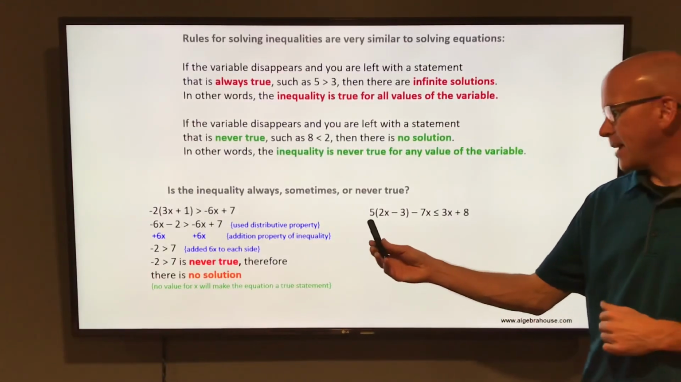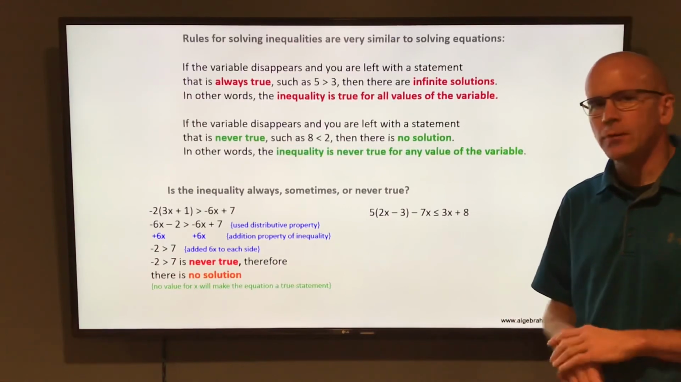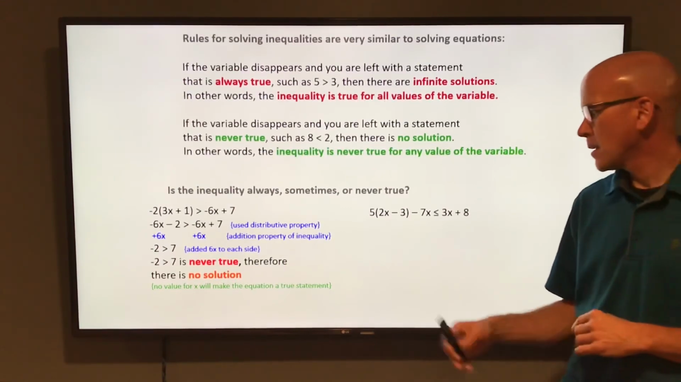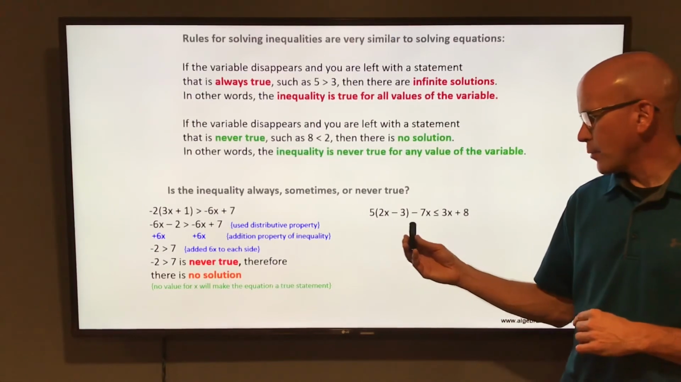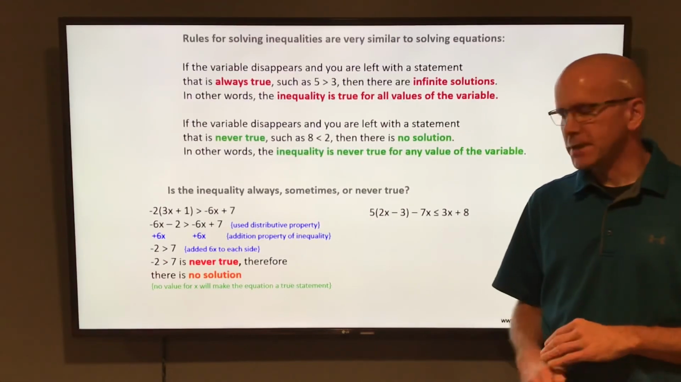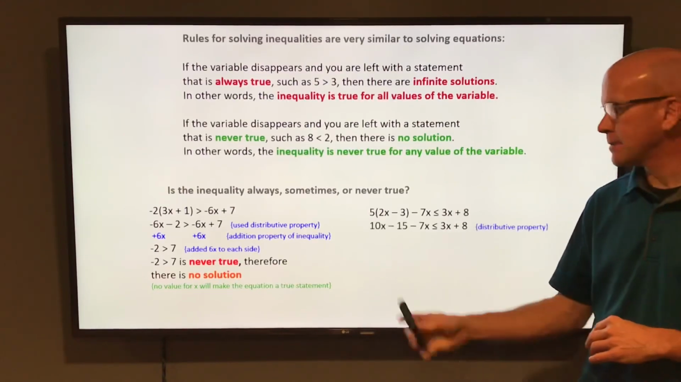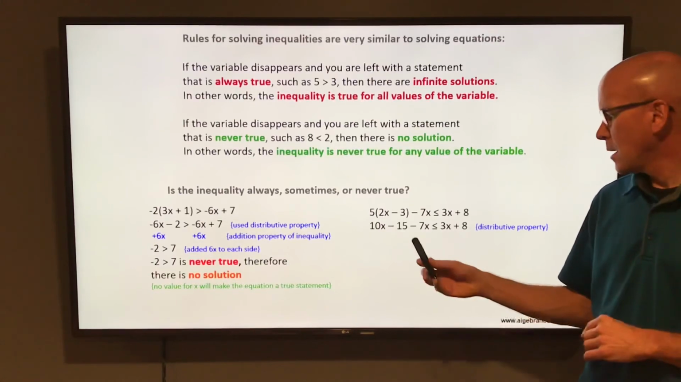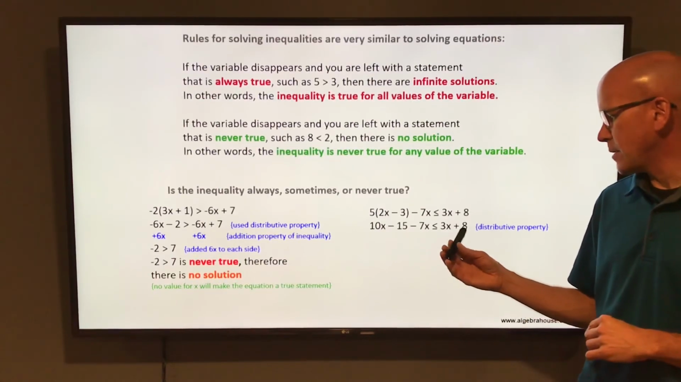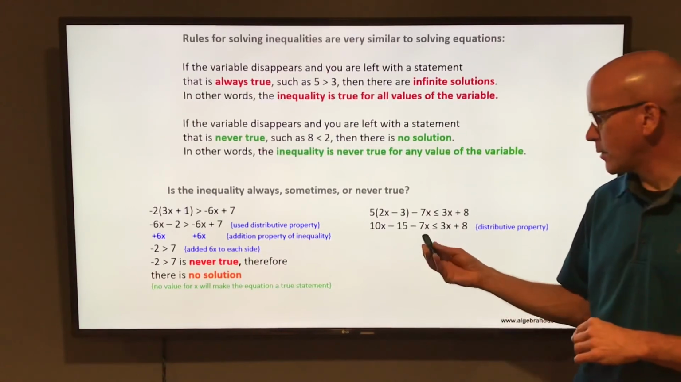Next inequality, 5 times the quantity 2x minus 3 minus 7x is less than or equal to 3x plus 8. So we have a lot to do here. We have a distributive property, then we're going to need to combine like terms on the left side. So distributive property with the 5. Take 5 times 2x, that is 10x, and 5 times negative 3, that would be negative 15. Still have minus 7x, and then on the right side, nothing changes there. It's 3x plus 8. Put the less than or equal to sign still there.